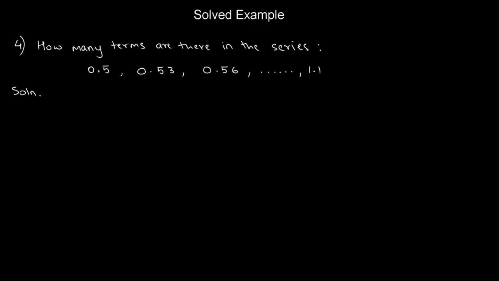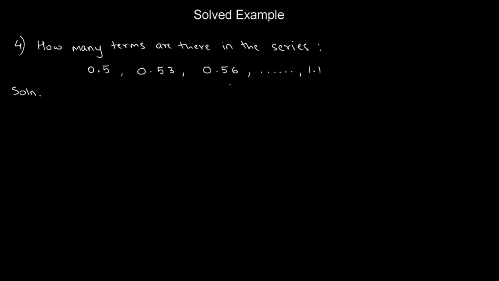How many terms are there in this series? 0.5, 0.53, 0.56, and so on all the way up to 1.1. Now, if you notice, the series that they've given to us is actually an arithmetic progression. And they've asked you how many terms are there in this entire progression.